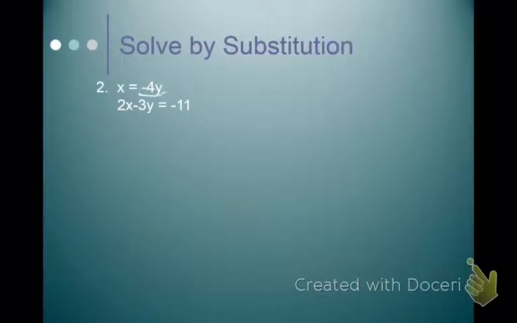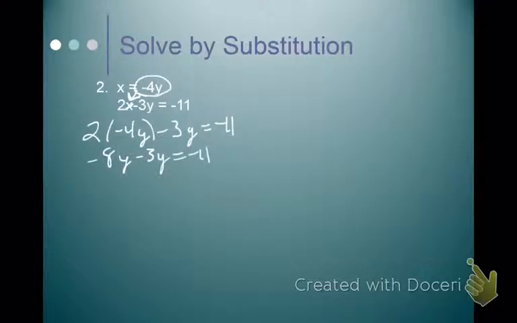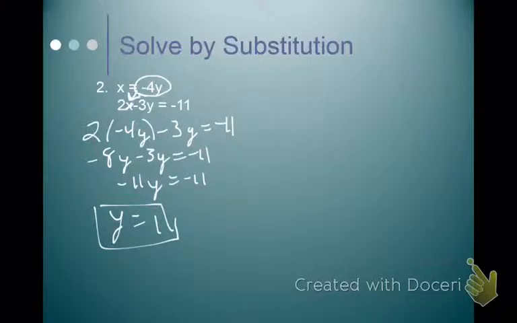So, do I know what x equals? Yes. I know that x equals negative 4y. So I'm going to literally plug that in, substitute that in for the x right there. I'm going to take that x out and put the negative 4y in its place, and make sure that I multiply the 2 and the negative 4y. Right, so I get negative 8y minus 3y equals negative 11. I get negative 11y equals negative 11. Divide both sides by negative 11 and y equals 1, which is fantastic.